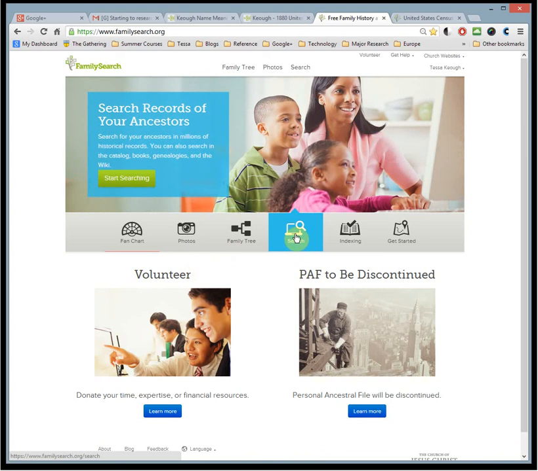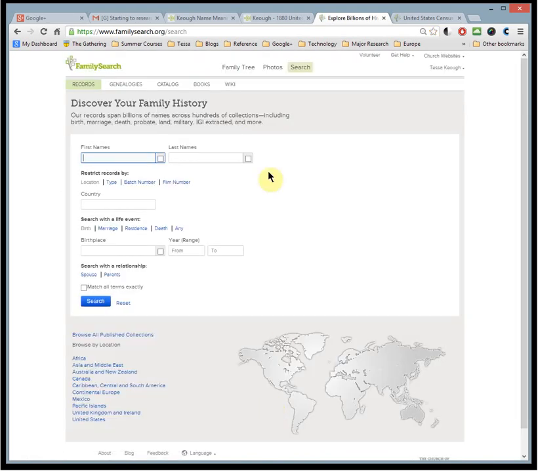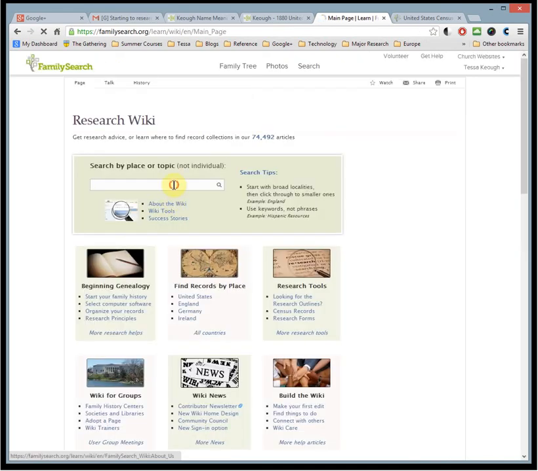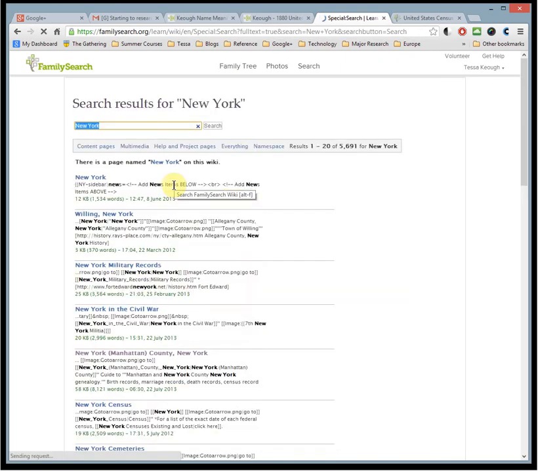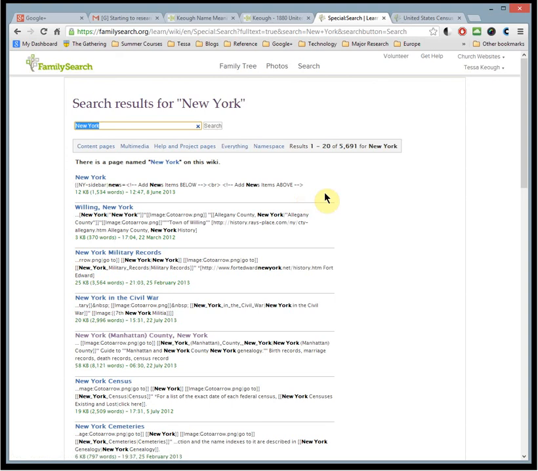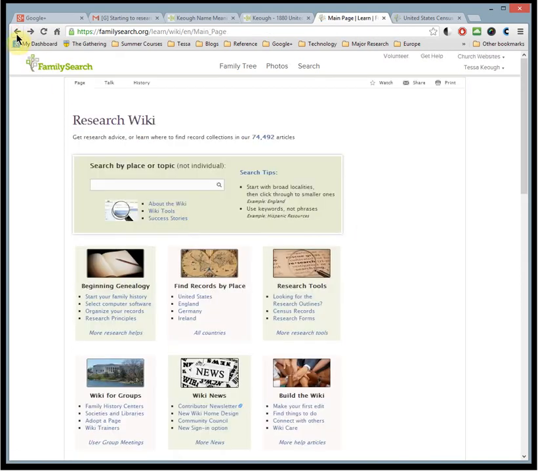And if you do that, you'll notice the wiki is one of the items that you can go to. And what I did here, but we can do this just as well, let's type in a place, and it brings back information, and you can take a look at anything you're interested in: Civil War, military records, the New York Census, cemeteries, what have you. So take a look. There'll be some general information, but there'll also be information that's very specific. So that is the wiki. Now you can just click back, having done that search, and I'll click back one more time so that we were where we were before.